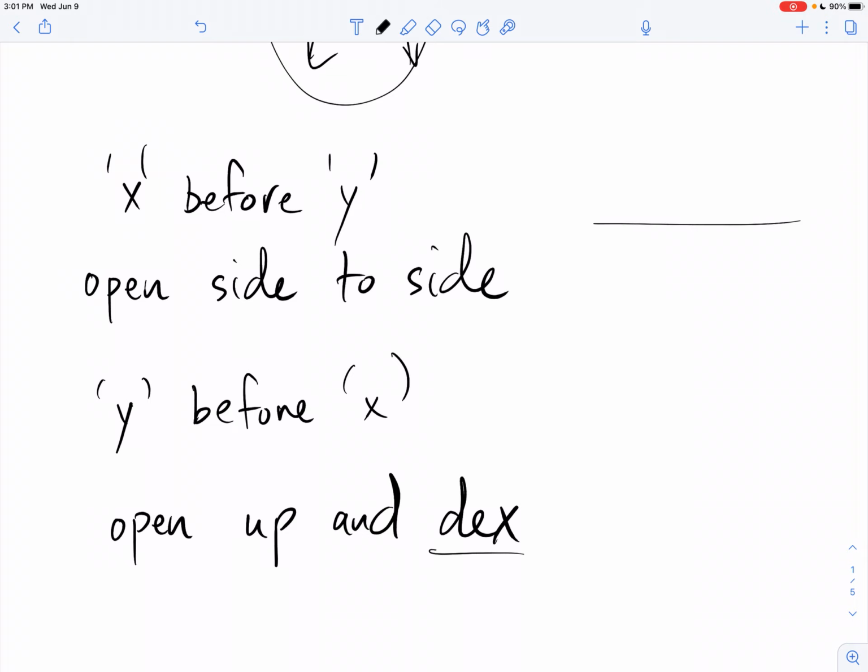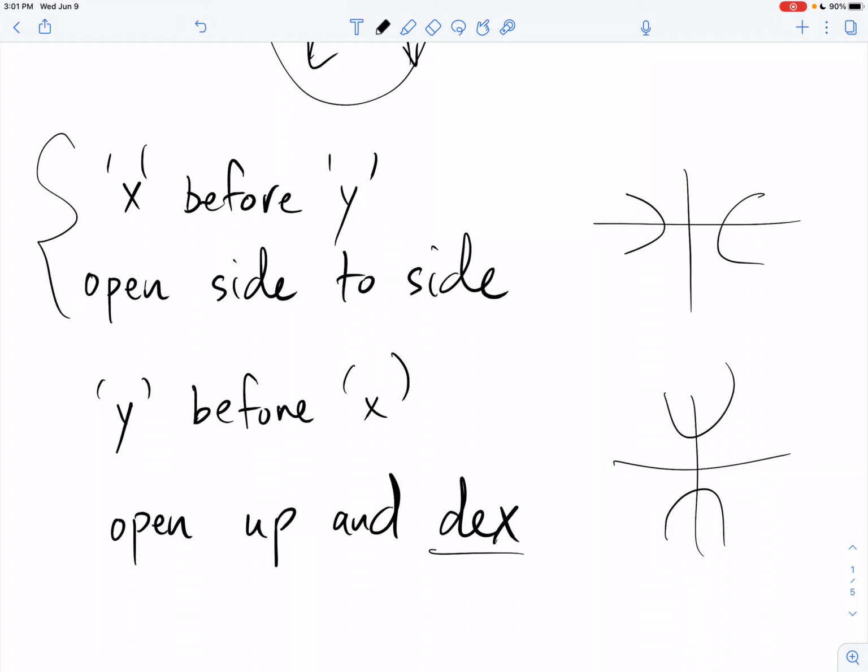So that means my graph will have this look to it. Y before x, open up and dex. So my graph will have this look to it. That's how I remember the orientation, or which way the shape is pointing. So now that we've done the little fresh rhyme thing, x before y, open side to side. Y before x, open up and dex.